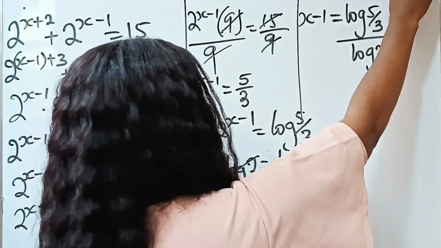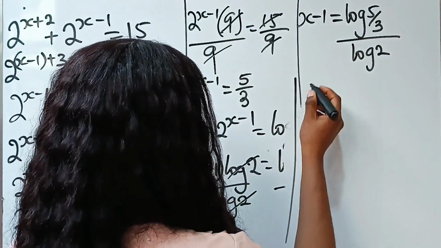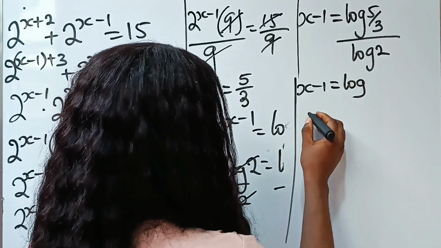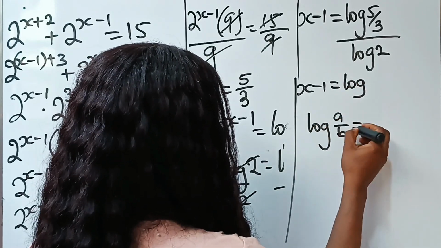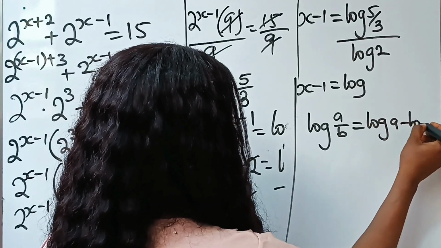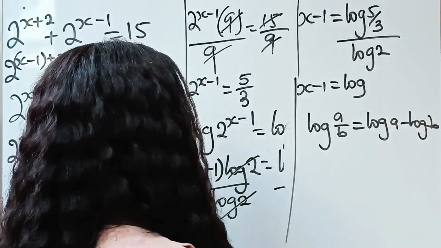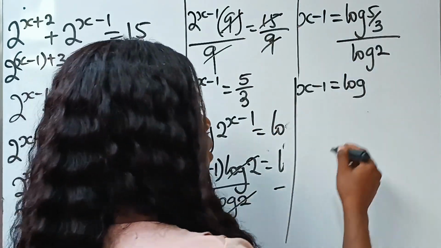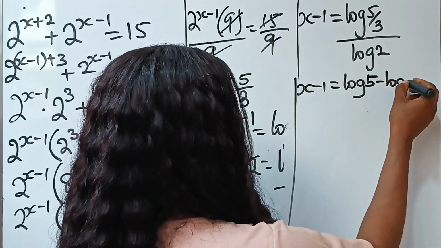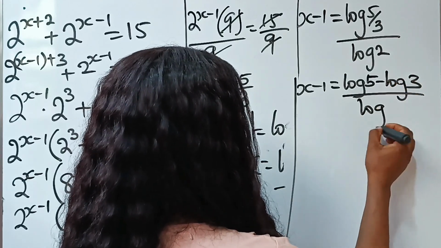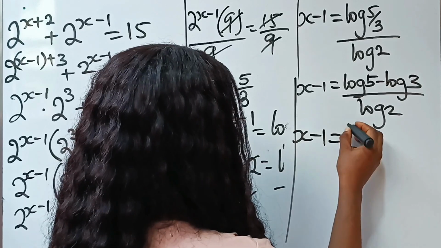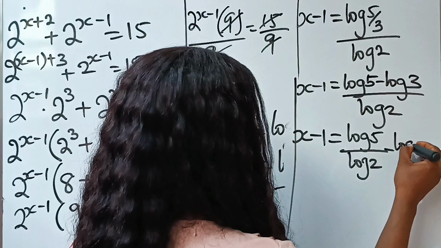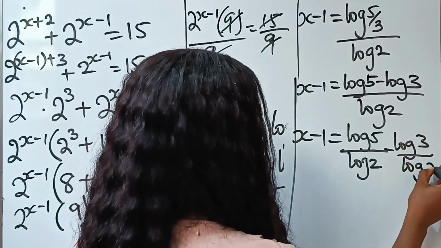Okay, now let's continue. Then we have that x minus 1 is equal to log. When you have log a divided by b, it is equal to log a minus log b. Therefore, we can now rewrite the numerator as log 5 minus log 3, divided by log 2. So we have that x minus 1 is equal to log 5 divided by log 2 minus log 3 divided by log 2.